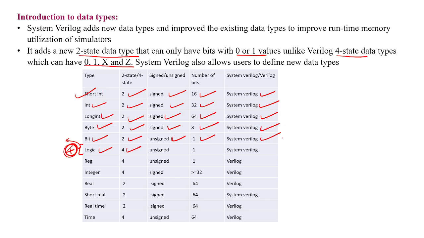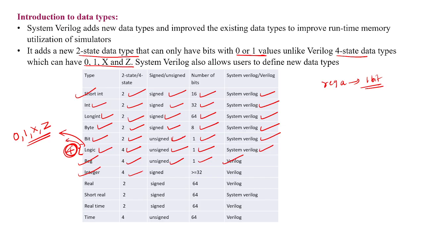So logic is a 4 state data type. 4 state data type means what? This logic data type can be either active low or active high, or unknown or high impedance. So this is a 4 state, unsigned data type, with 1 bit, used in SystemVerilog. Reg is a 4 state, unsigned data type, 1 bit. If I consider reg a, this is 1 bit only, used in Verilog.